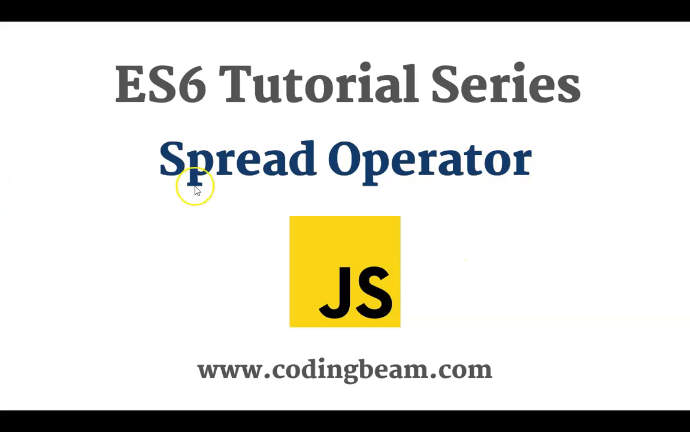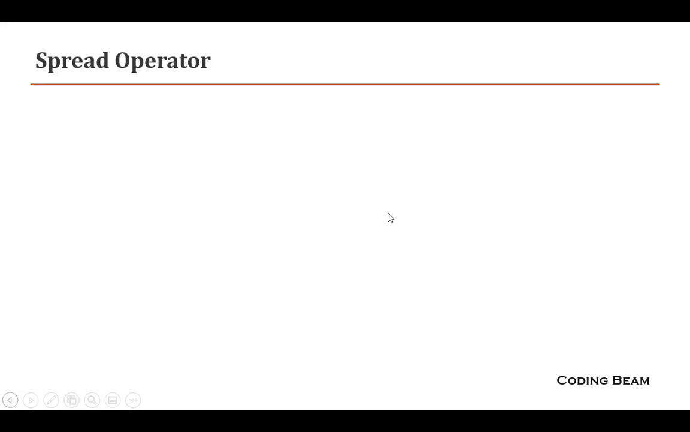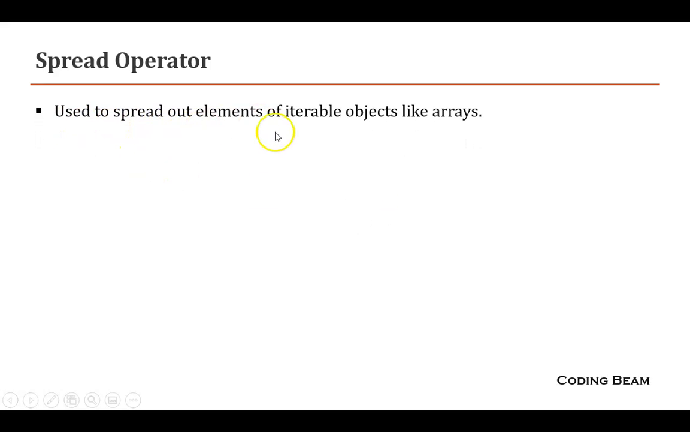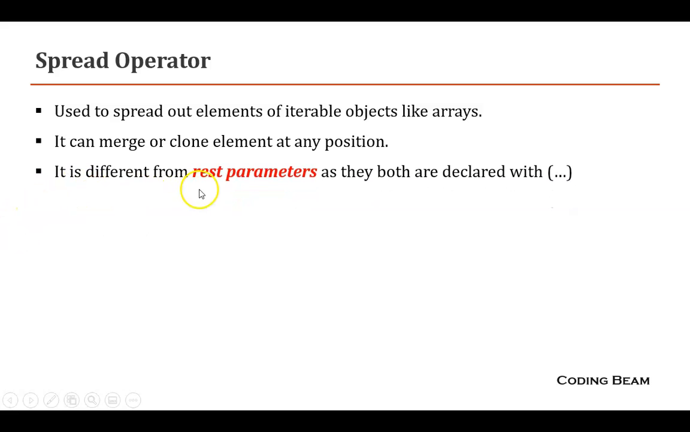So in this video we are going to learn about the spread operator in ES6. So what exactly is the spread operator? The spread operator is used to spread out the elements of iterable objects such as arrays. It can merge or clone the elements at any position, and it is different from the rest parameters, though they both are declared with three dots. But why actually do we need the spread operator?